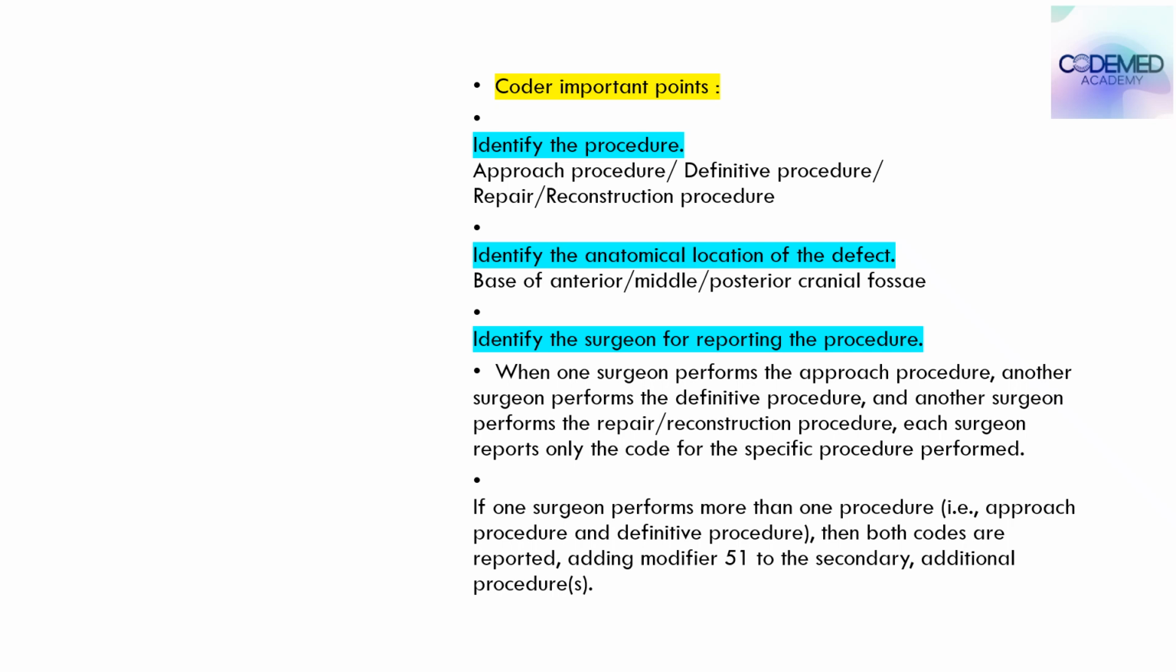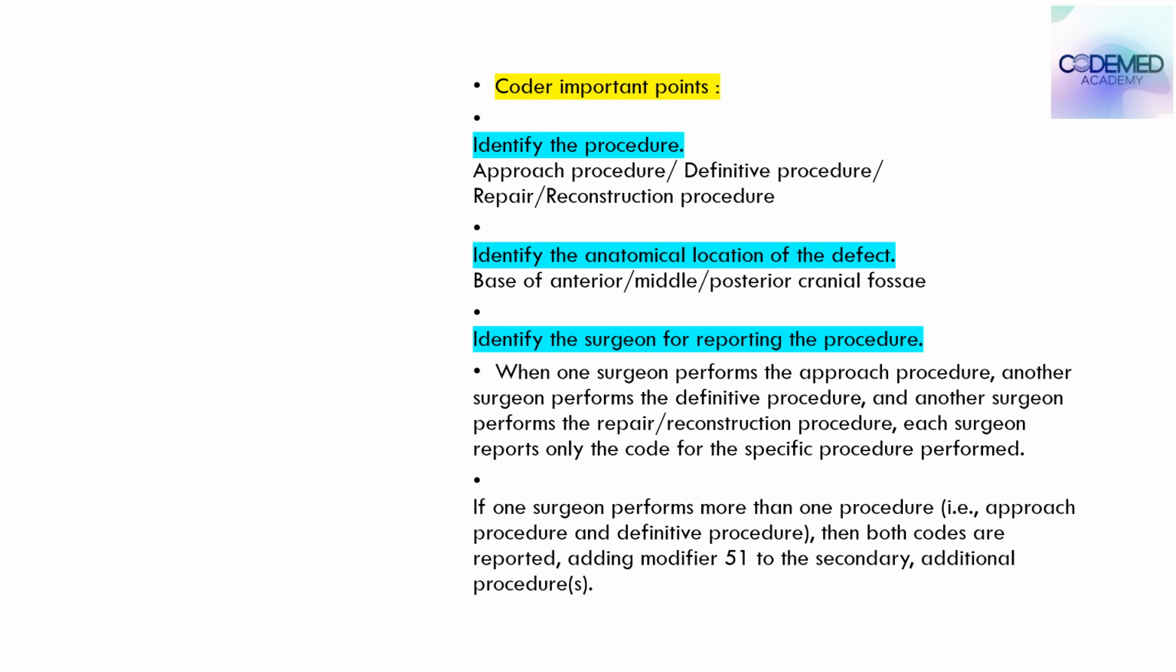Now let us understand what are the important points a coder should ponder upon. First, identify the procedure, whether it is an approach, a definitive procedure or a reconstructive procedure. What are you coding for? Then secondly, identify the anatomical location. Where did that operation happen? Is it the anterior cranial fossa, middle or the posterior cranial fossa?